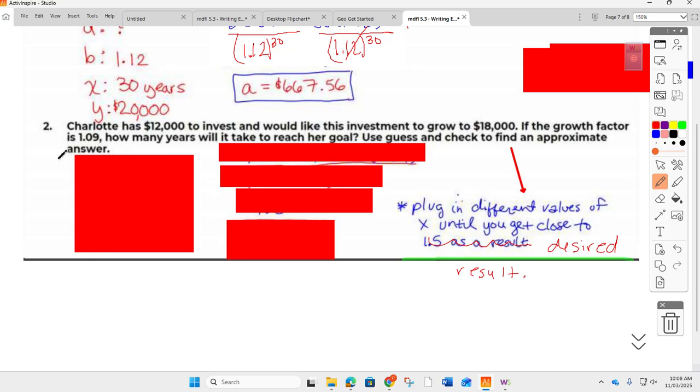What is the A in this problem? Do you guys know? What's the A? What's the initial value? That's the initial investment. Joseph? Right. The A is going to be the initial investment. Anytime we're doing investment problems, A is going to be the initial investment. And B is still going to be the growth rate. And X is going to be the time in years.